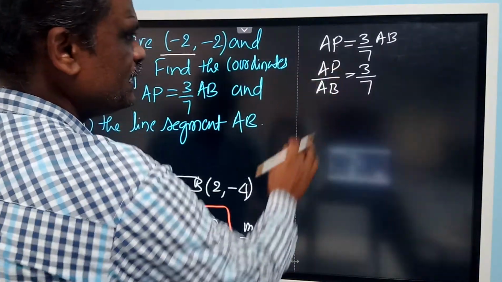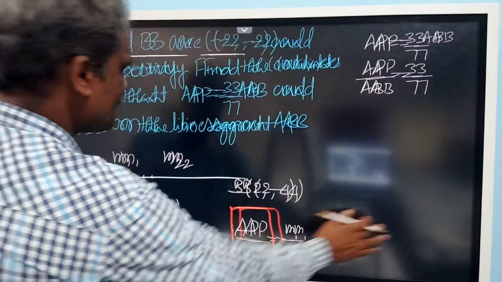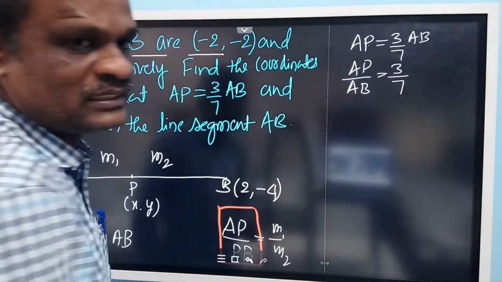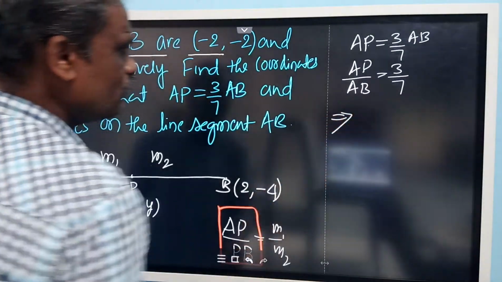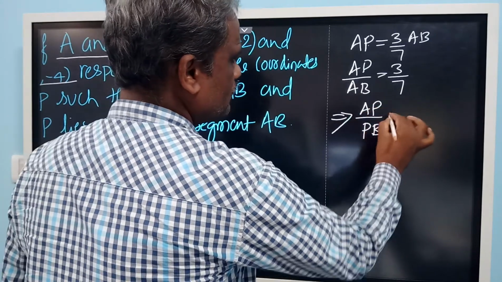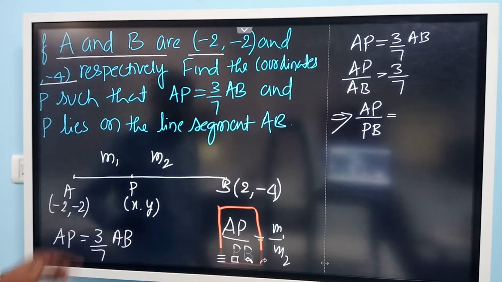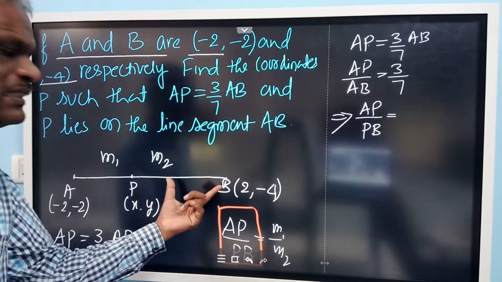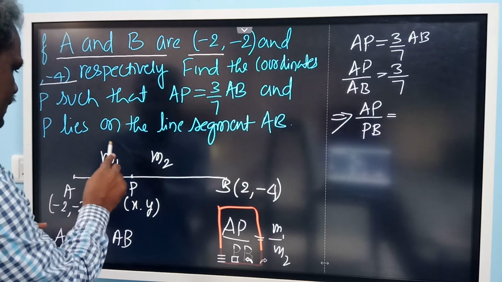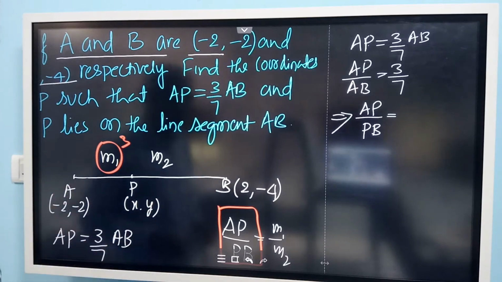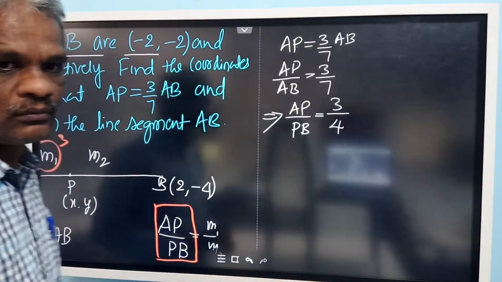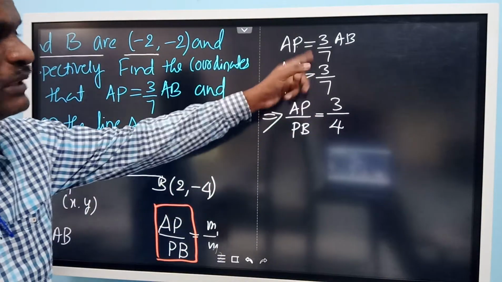See, out of 7, AP is 3 parts out of 7 equal parts of AB. So from this, what can you conclude? I can write AP by PB also. By looking at the ratio you can tell me: AP is 3 parts, AB is 7 parts. Tell me what PB is then. This is 3, total 7, so PB must be 4. The sum of these two must be equal to 7.